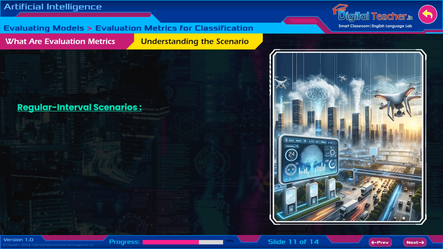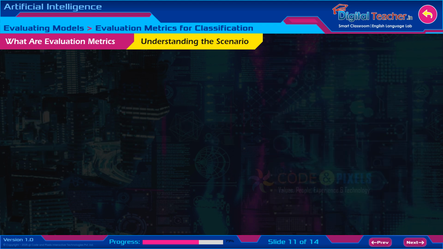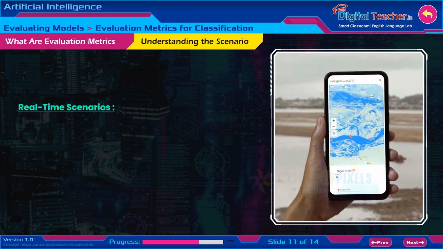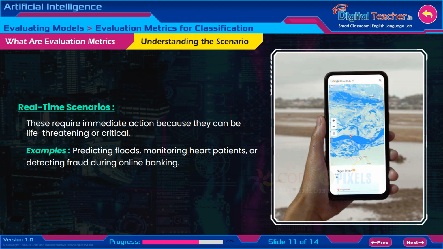Regular interval scenarios. These happen less often and are usually less urgent. Examples: monitoring pollution weekly, tracking student progress, or fitness checks for athletes. Real-time scenarios. These require immediate action because they can be life-threatening or critical. Examples: predicting floods, monitoring heart patients, or detecting fraud during online banking.